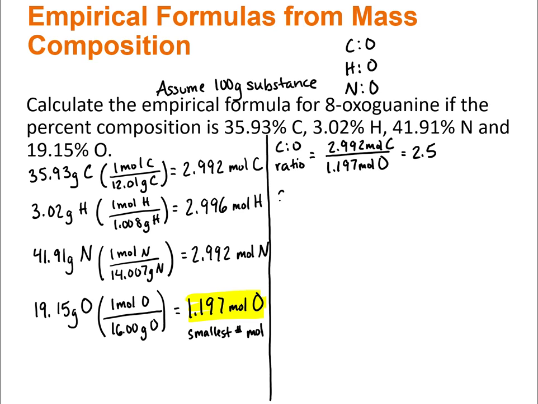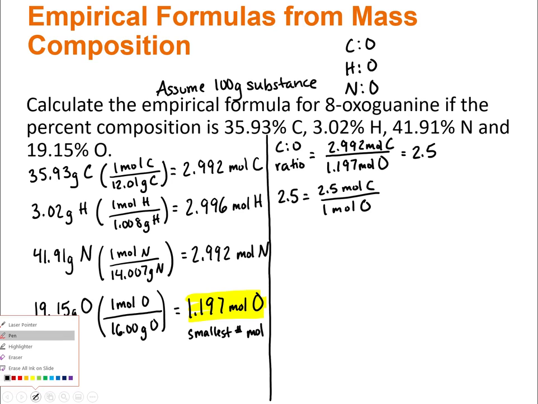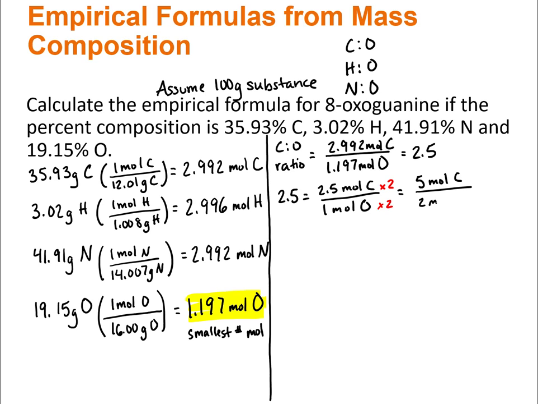That's not a whole number. We'd have 2.5 moles of carbon for 1 mole of oxygen. And since that's not a whole number, we can't leave it that way. We're going to try multiplying by 2. Now we have a lowest common denominator, 5 and 2. So we can use this when we're writing our empirical formula. I'm going to write out all the others. They're going to be the same.